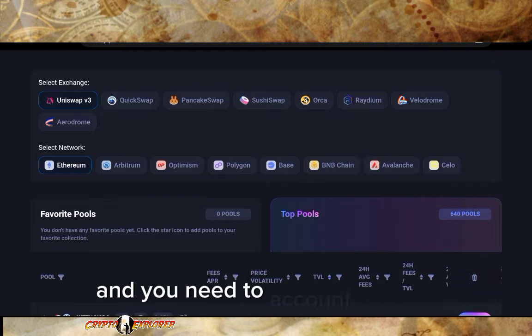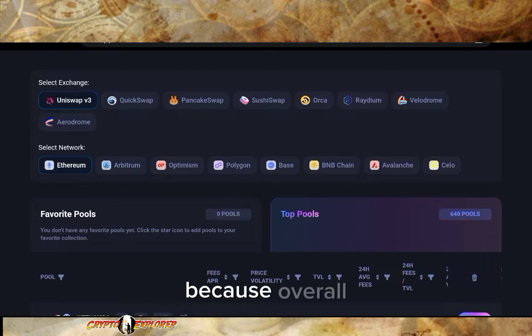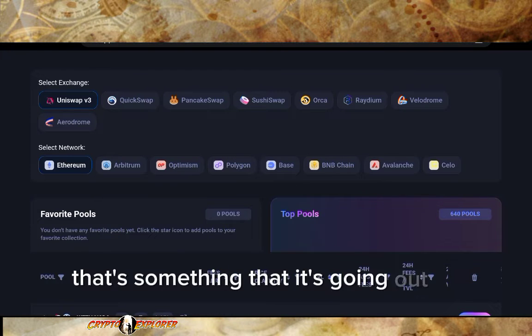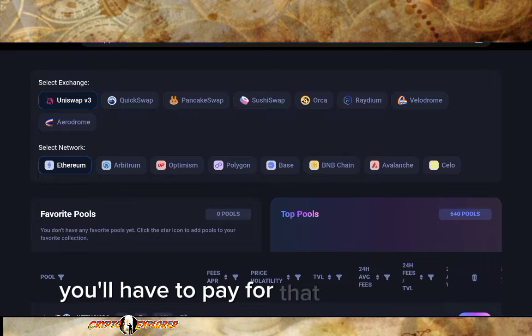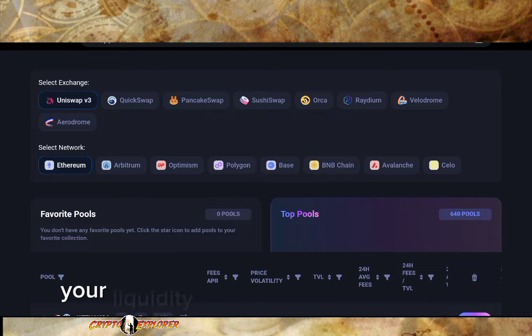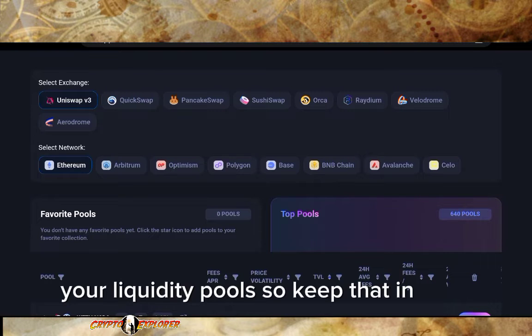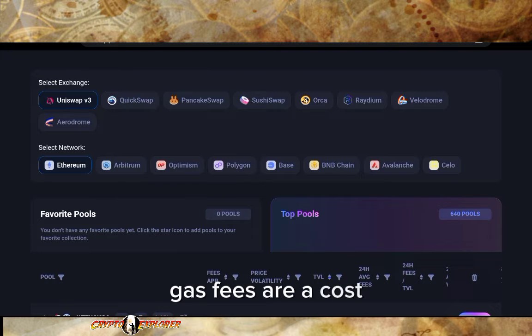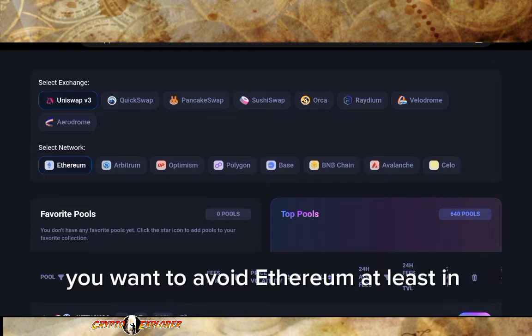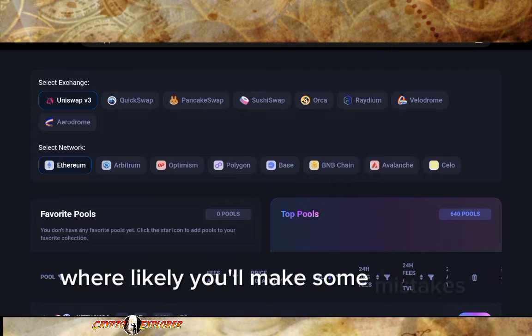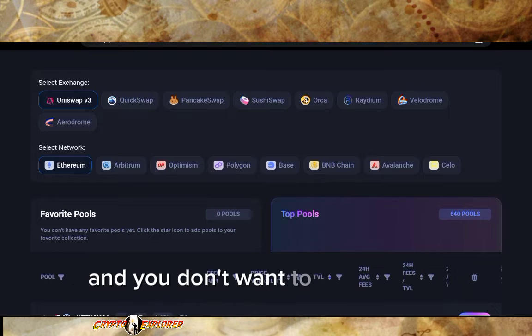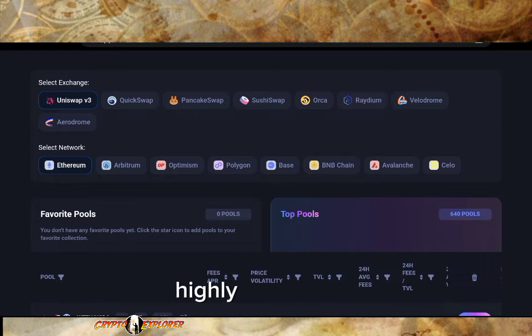And you need to account for fees as a cost for providing liquidity because overall that's something that is going out of your pocket. You'll have to pay for that in order to run your liquidity pools. So keep that in mind. Gas fees are a cost. You want to avoid Ethereum at least in the start where likely you'll make some mistakes here and there, and you don't want those mistakes to be highly costly, right?